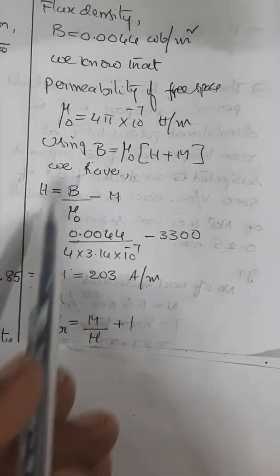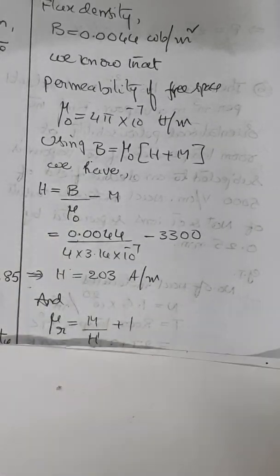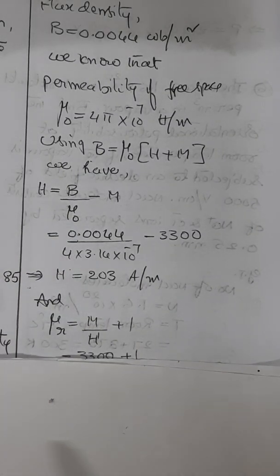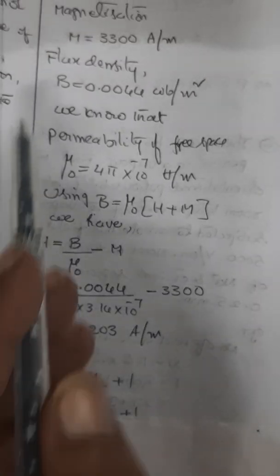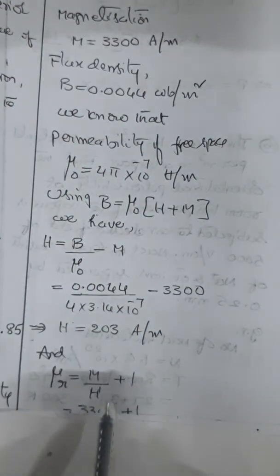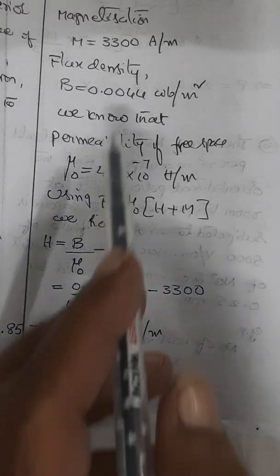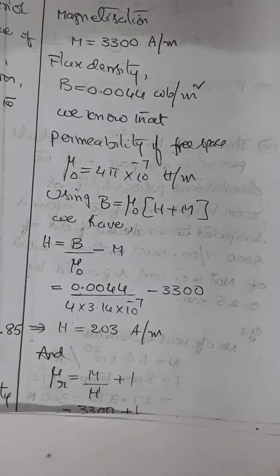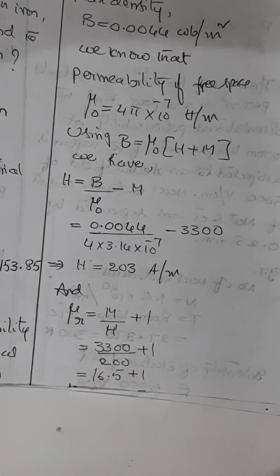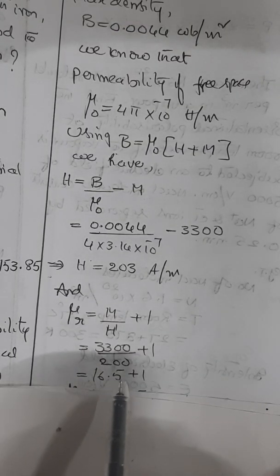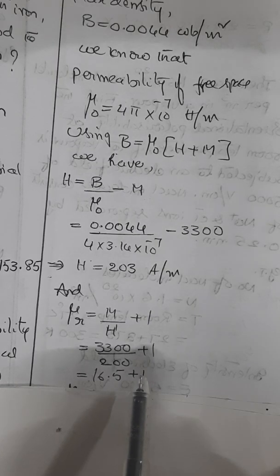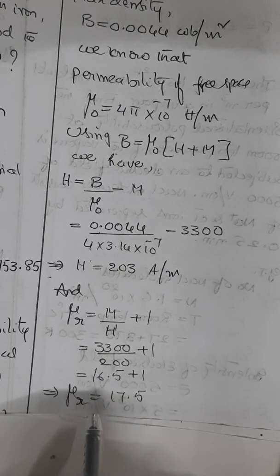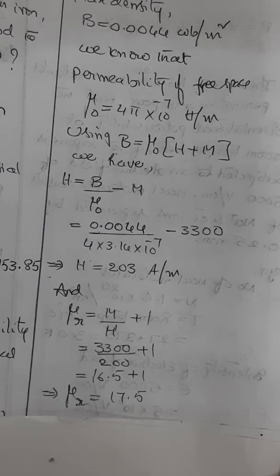M value is already given, so that value we will use. M value is given as 3300. H value is computed as 203. So this will be 3300 by 203 plus 1. That is the formula we use. So it will come to around 16.5 plus 1, so automatically it will become 17.5. So relative permeability is 17.5. This is the solution for this problem.